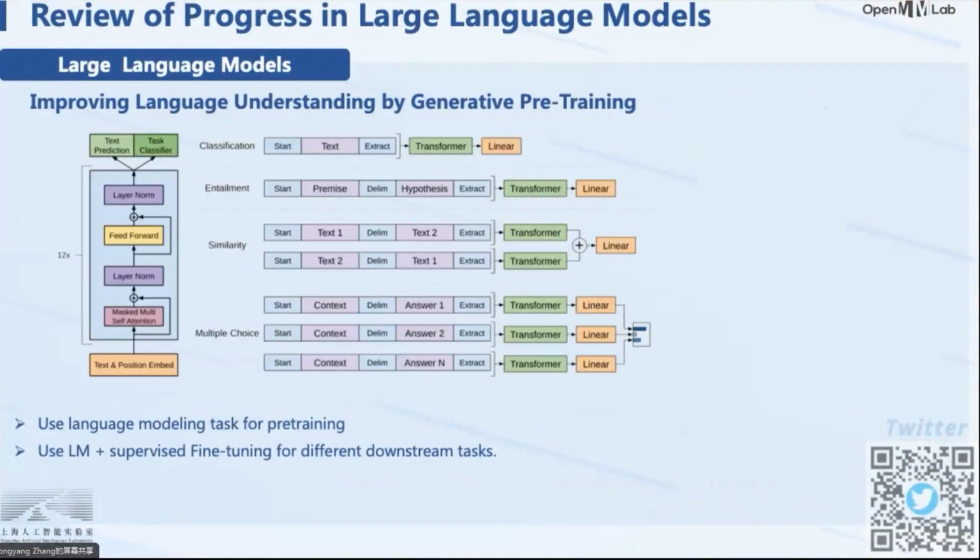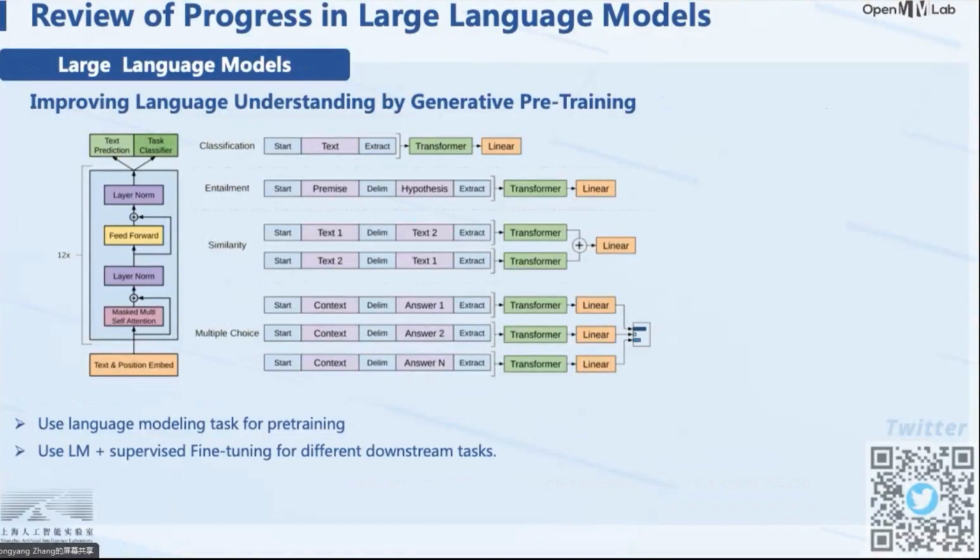Next, I will talk about GPT. Actually, GPT-1 uses language modeling for pre-training, and uses language modeling plus supervised fine-tuning for different downstream tasks. Currently, we typically follow the zero-shot or in-context learning setting, without a fine-tuning step like GPT-1.